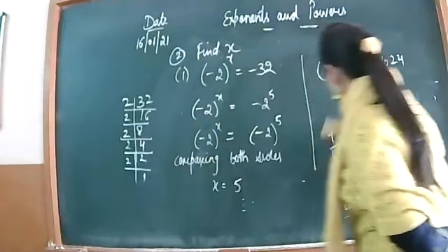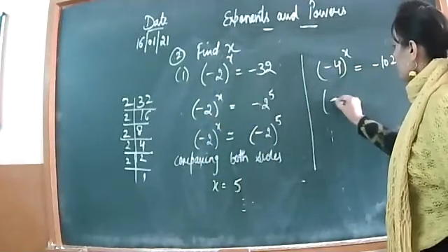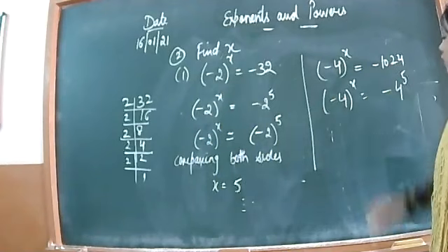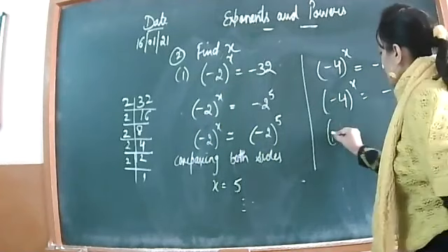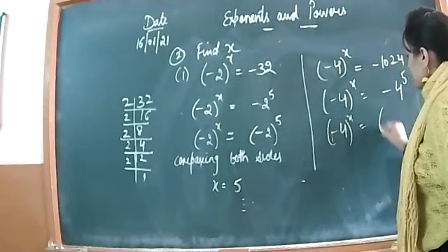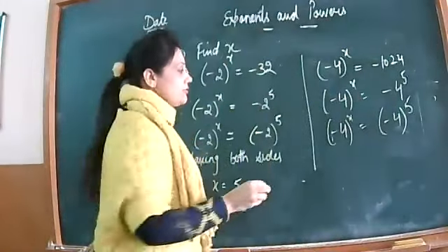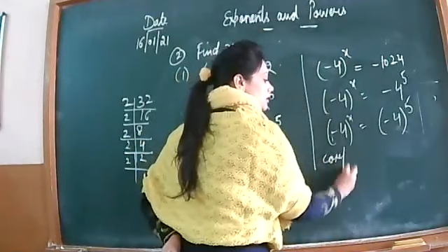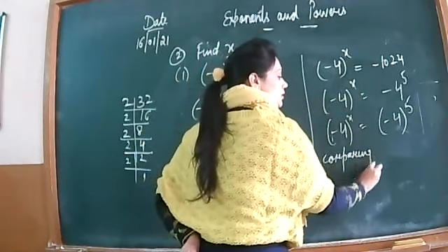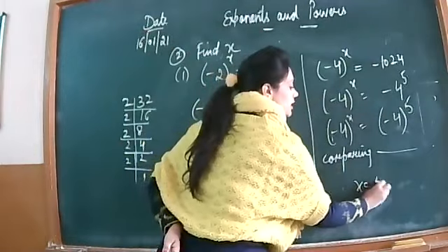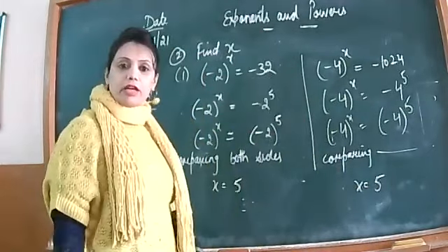So it means this can be written as -4 raised to power 5. Further, it can be written as (-4) whole power 5. Again, comparing both sides, what is the value of x? Again, the value of x is equal to 5.